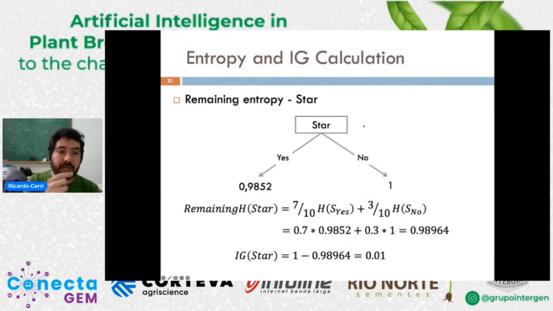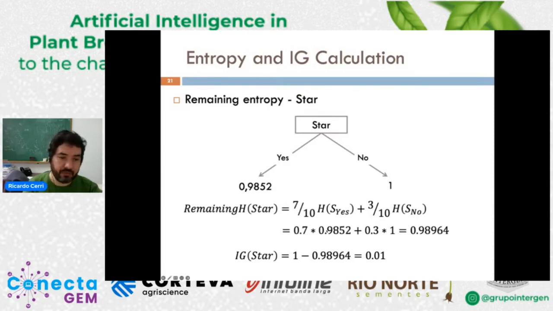Taking the feature star, remember feature star has 2 values. The entropy when choosing value yes is 0.9852, and the entropy when choosing value no is 1. So the remaining entropy is 7 divided by 10 times entropy yes plus 3 divided by 10 times entropy no. Why 7 by 10? Because I have 7 samples here, and 3 by 10 because I have 3 samples here. From my data set, 3 samples have the value no for the feature star.